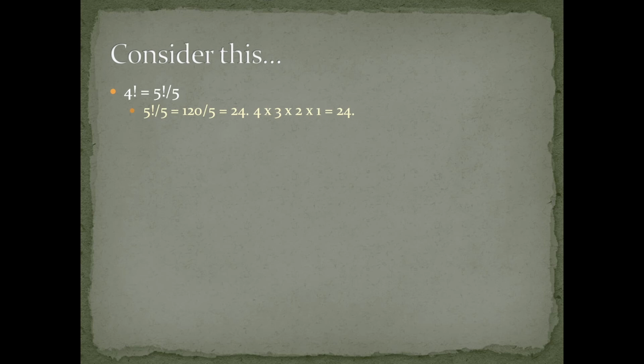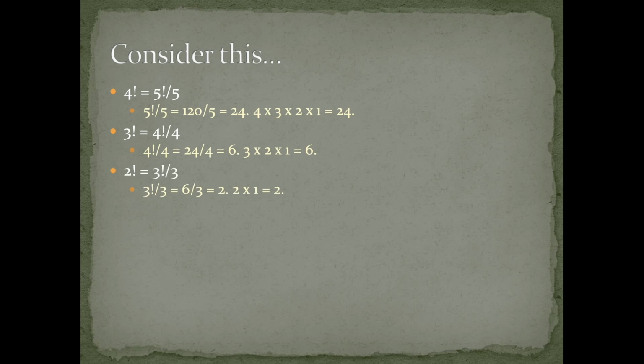So let's just reduce everything by 1. 3 factorial would equal 4 factorial divided by 4. That's going to be the same thing as 24 divided by 4, which is 6. 3 factorial is indeed 6. So we do it again. 2 factorial equals 3 factorial divided by 3. That's the same thing as 6 divided by 3, which is 2. 2 factorial is indeed 2.